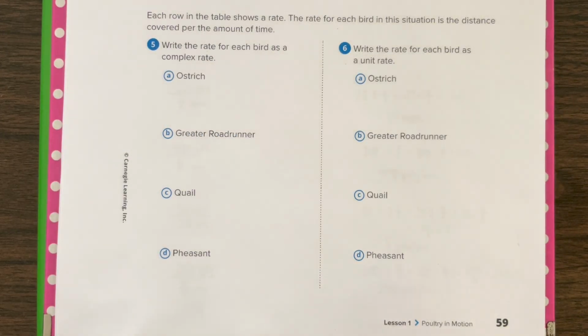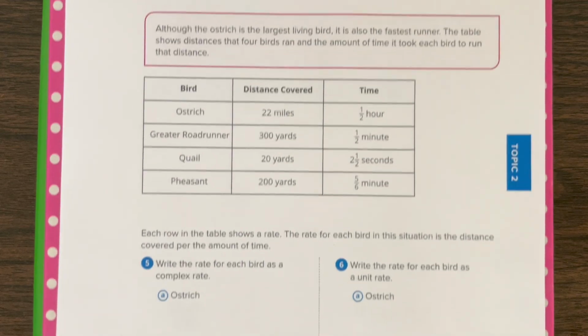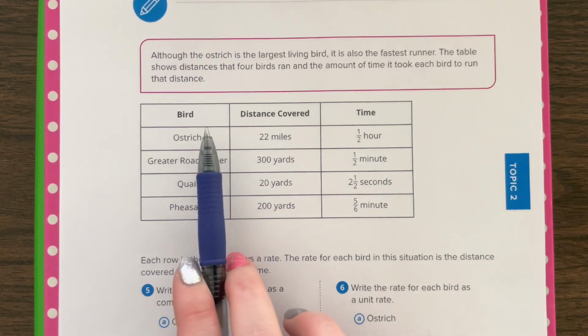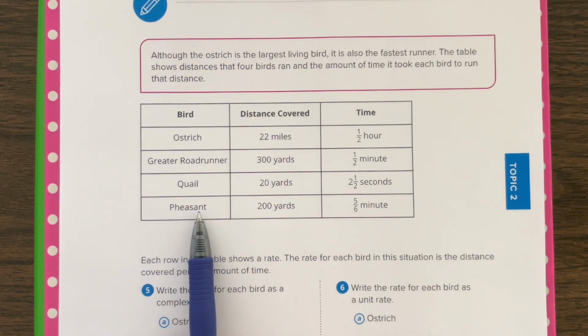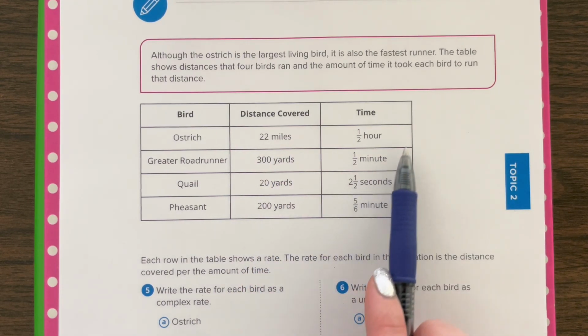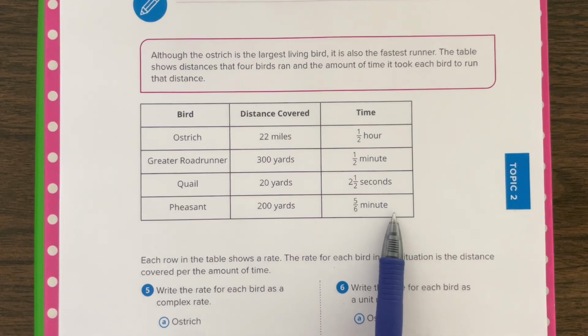Now we're going to flip over to page 59. Although the ostrich is the largest living bird, it is also the fastest runner. The table shows the distances that 4 birds ran and the amount of time it took each bird to run that distance. So we can see here's the 4 different birds, their different distances. Notice that they are in different units, as well as the time is in different increments of time.